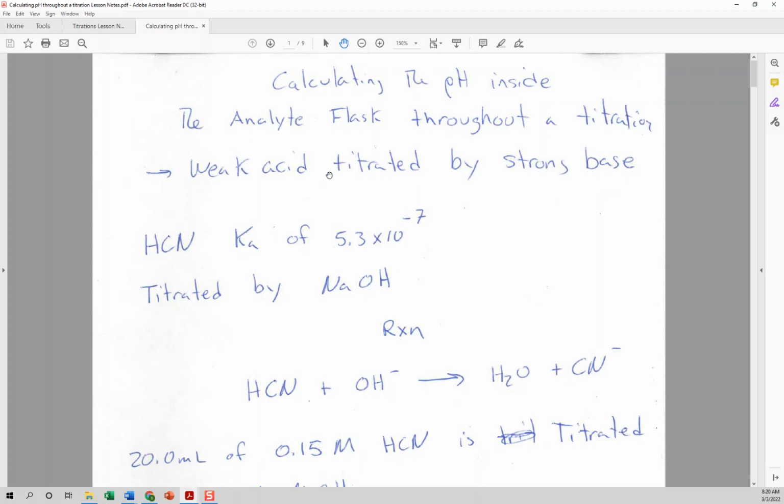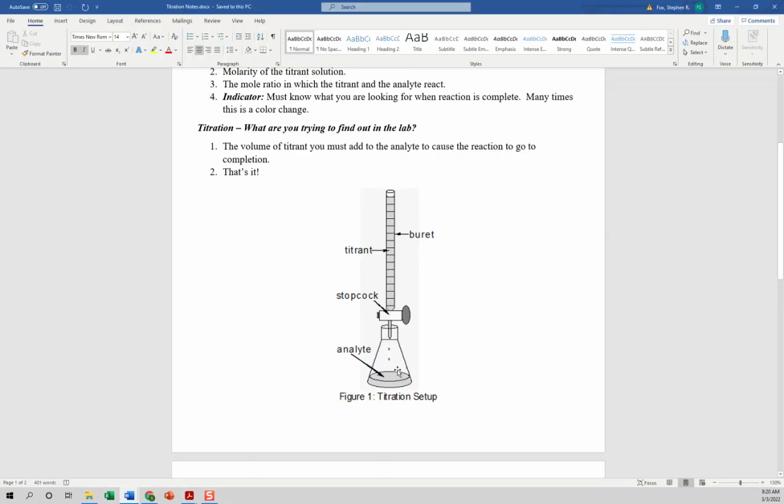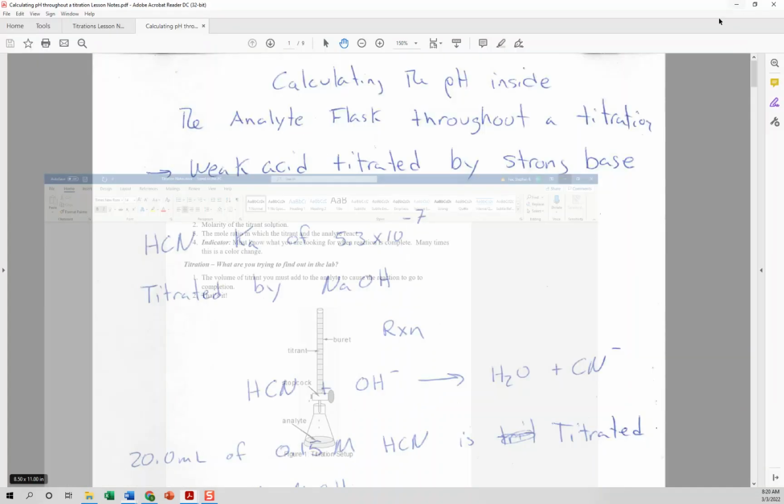All right, so we have a weak acid, HCN. We're given its Ka, 5.3 times 10 to the negative 7. We're going to titrate it with sodium hydroxide. So again, if we understand our setup, I have the HCN in the flask, and I'm slowly adding hydroxide. Remember, I never care about the sodium, right? Okay.